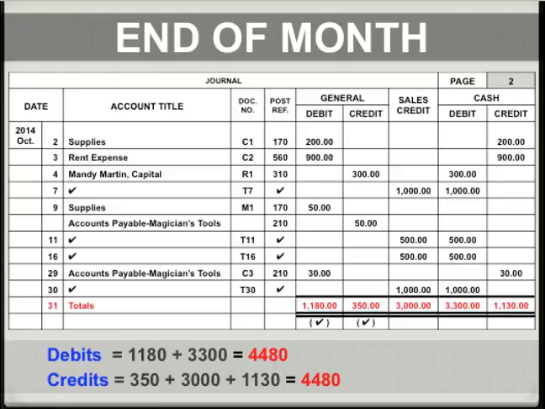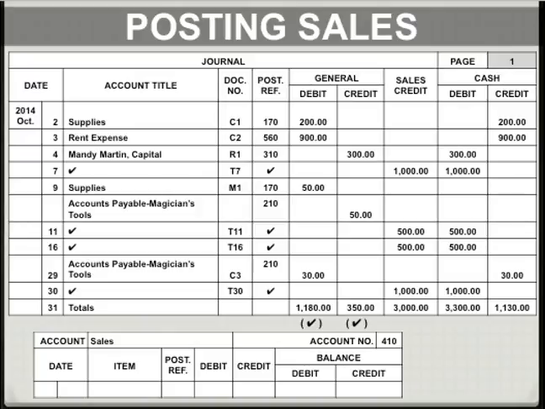Now we come to the sales column. These entries were not posted individually. Instead, we post the sales credit column total. We must do it now. Let's learn how. There are 5 steps to posting the sales credit column total.